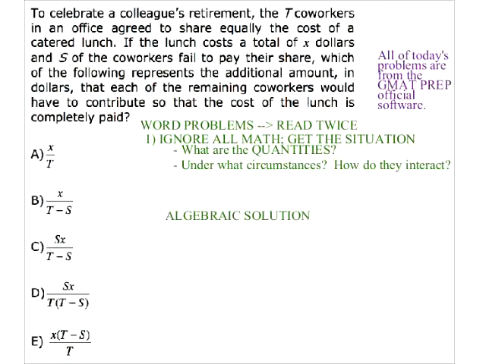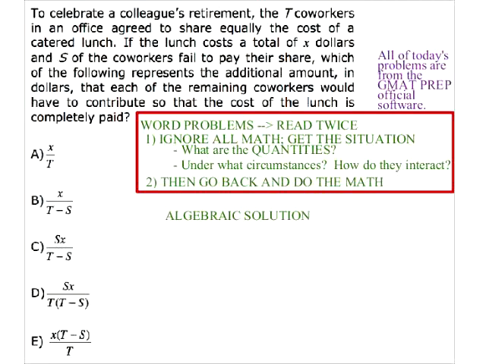Then the second time you read the problem, you're looking at math. But one thing you want to make sure that you don't do is try to do math while you're reading the problem, because that's just going to result in confusion. So let's read it the first time. There were a bunch of workers who agreed to share the cost of a lunch. But then some of them failed to honor that obligation. And so then the other people got stuck with the bill.